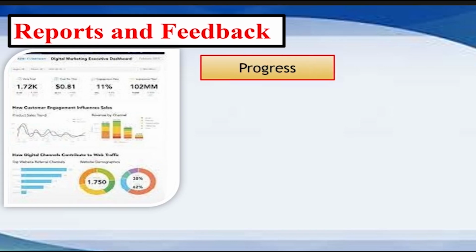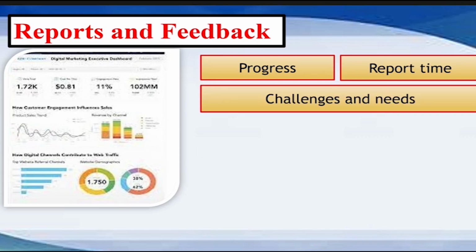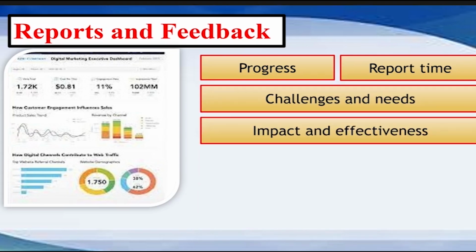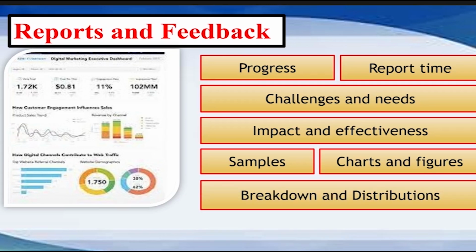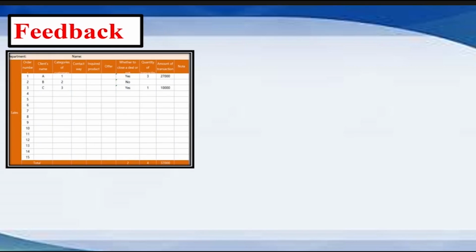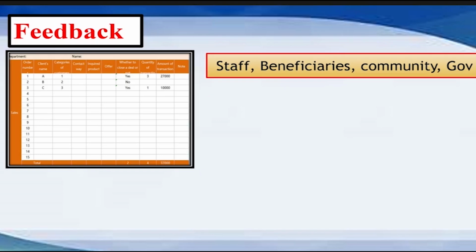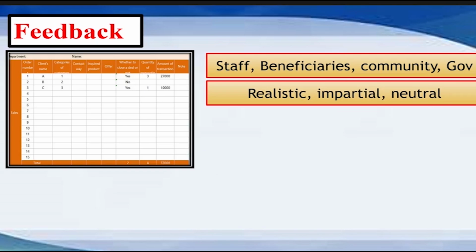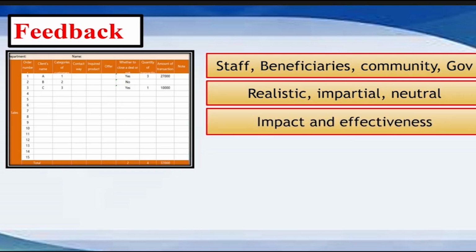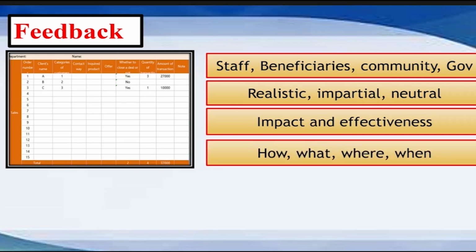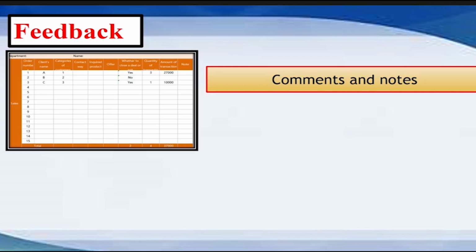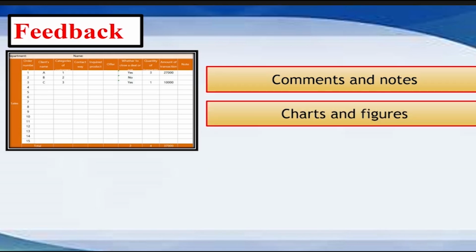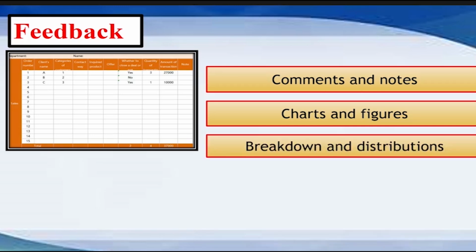Reports must show the progress, the report time, the challenges and needs, the impact and effectiveness. Also should show some samples, charts and figures, and breakdown and distributions. While feedback can be collected from staff, beneficiaries, communities, and government. Feedback should be realistic, impartial, neutral, and show the impact and effectiveness. Feedback should show how, what, where, and when. Also should show comments and notes. Feedback can be arranged within charts and figures, and show breakdown and distributions.